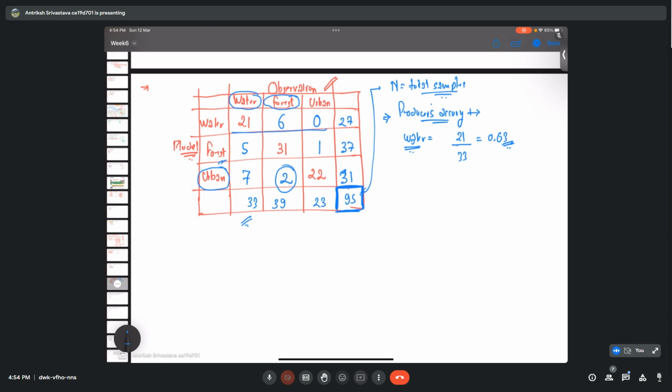Now, can anyone tell me what its producer's accuracy is? So producer's accuracy, let me write it. It's the correct classification divided by the total actual number in that class. So the correct classification divided by the total actual number in that class, not the total predicted number, the total actual number. So now you guys tell me what its accuracy is for forest. What should I put in the numerator and what should I put in the denominator?